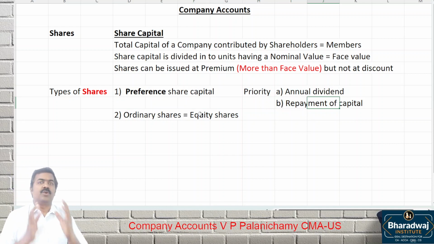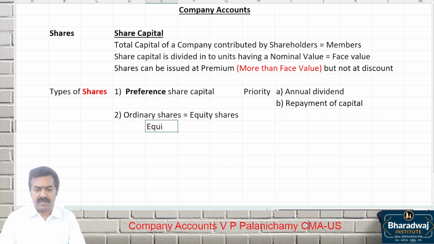Wait. So who are the real owners of the company? Equity shareholders are called the owners of the company. They are called members of the company. They take risk. They have voting rights. They can become directors of the company.